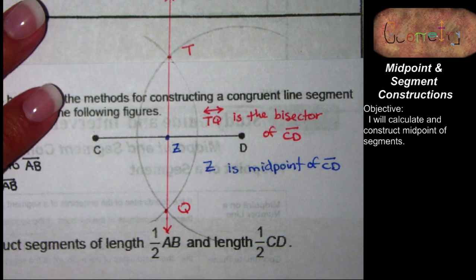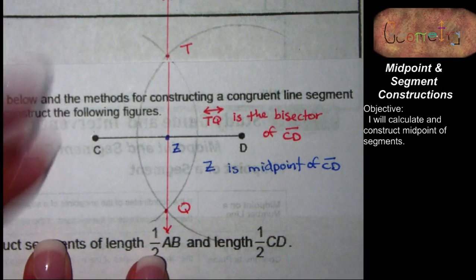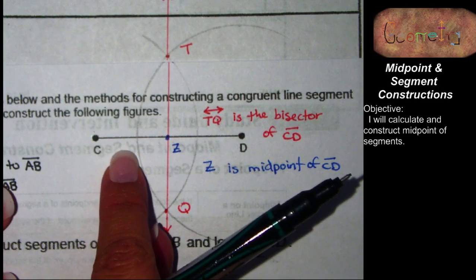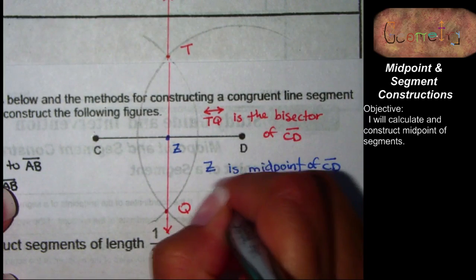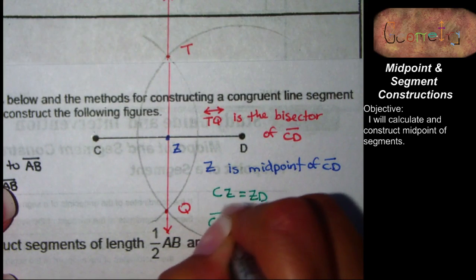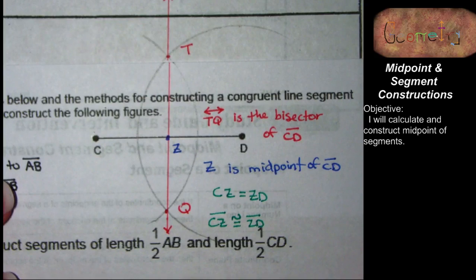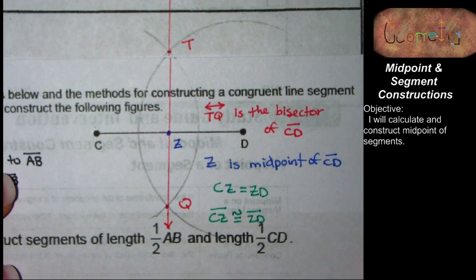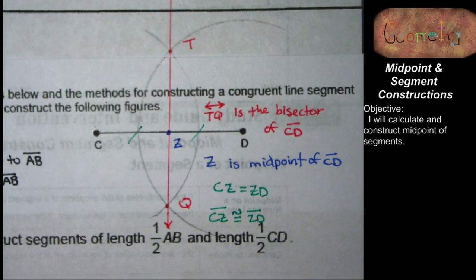From yesterday, because it's the midpoint of CD, what can we say about this segment CZ? He's saying that the measurements are equal. Congruent, and the line segments are congruent. We can say all of those things. We can say something else too. You said that these are congruent, yes? Which means they have the same measure?